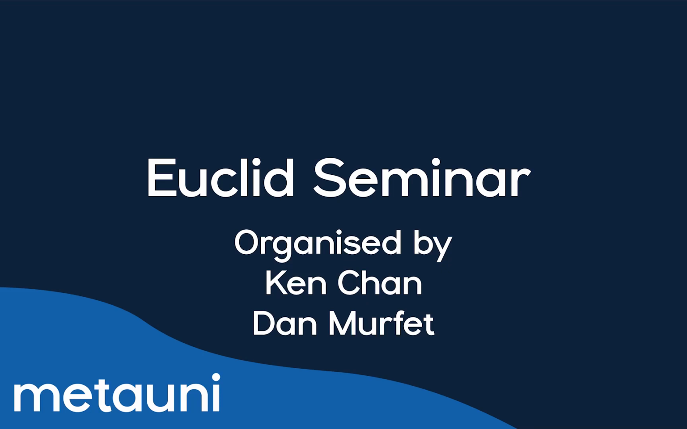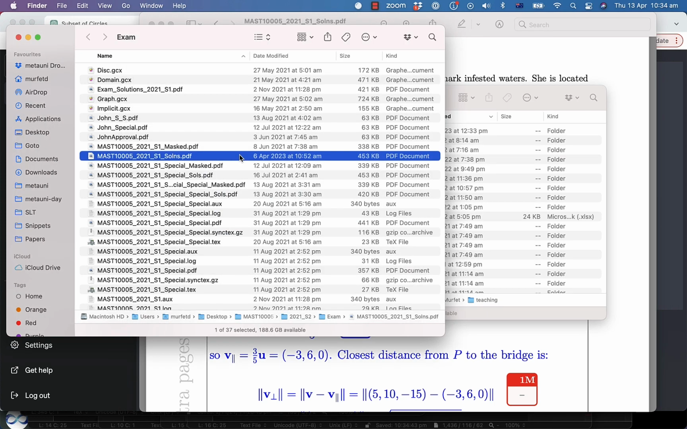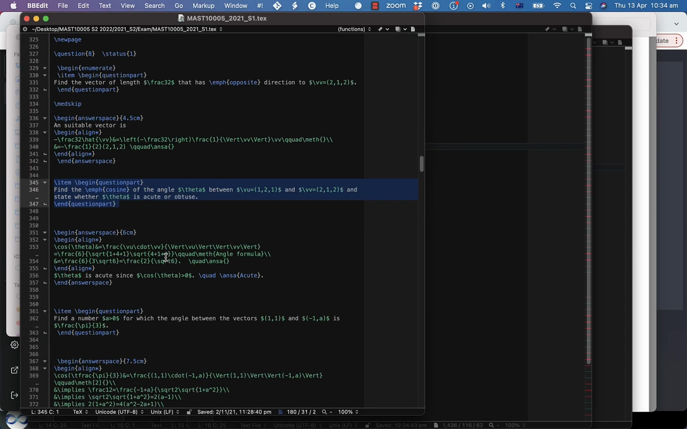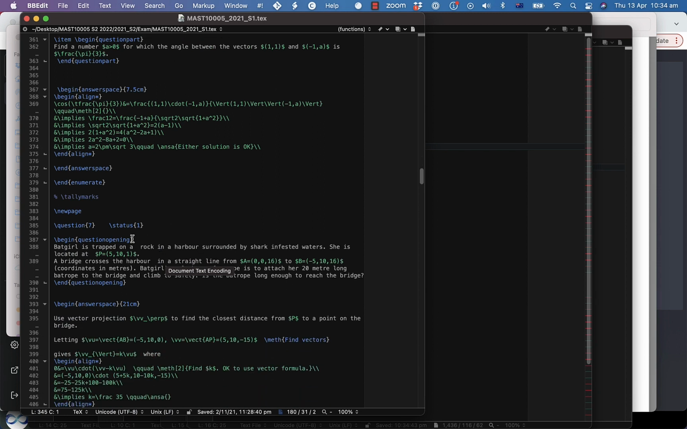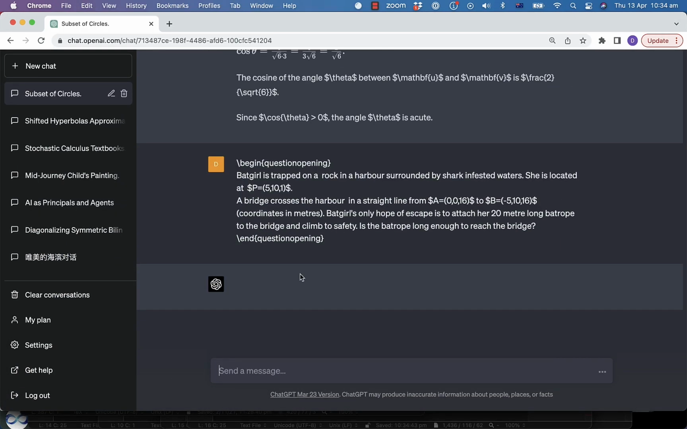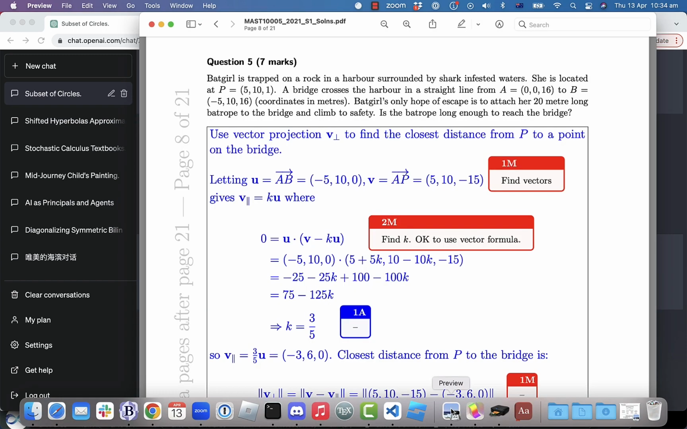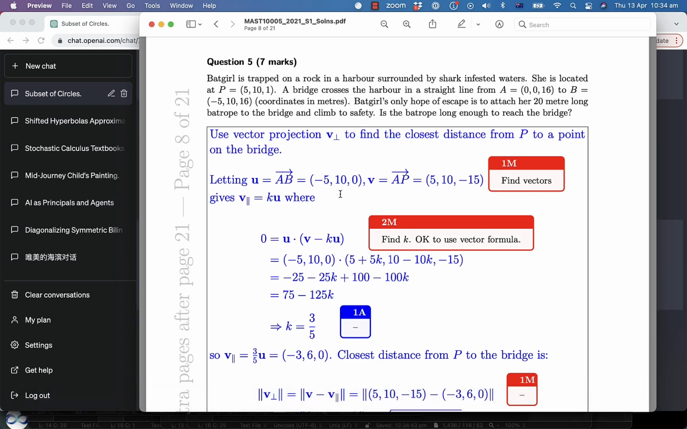Okay, so on to question 5. This is a vector projection question, which, as per math lecturer tradition, must involve some silly scenario. Batgirl is trapped on a rock in a harbour, surrounded by shark-infested waters. A bridge crosses the harbour, blah blah blah. Is the bat rope long enough?